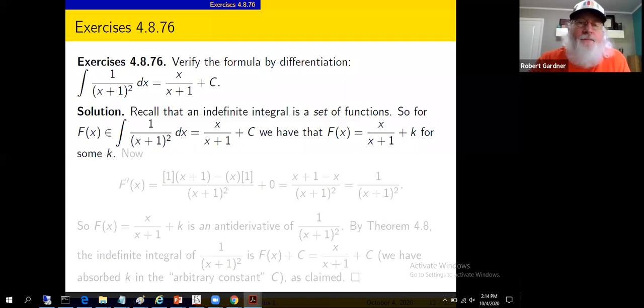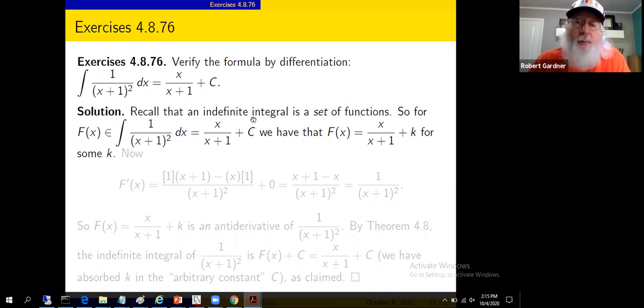Well, first off, an indefinite integral is a set of functions. So if I take some function in this indefinite integral, remember this indefinite integral is written like this, x over x plus 1 plus c. So there's their rumored version of this set. That means this particular function must be of the form f of x equals x over x plus 1 plus some specific k. Specific function, specific k. Not arbitrary constant, specific constant. I don't know what it is just yet.